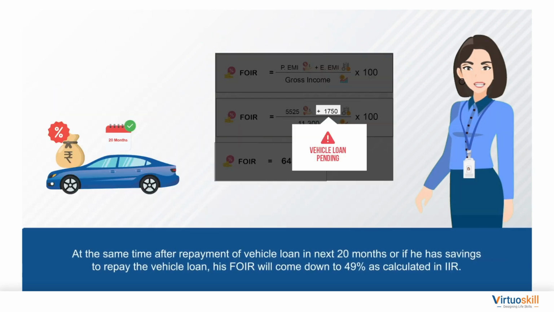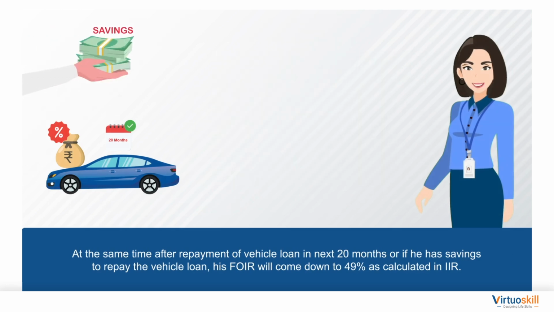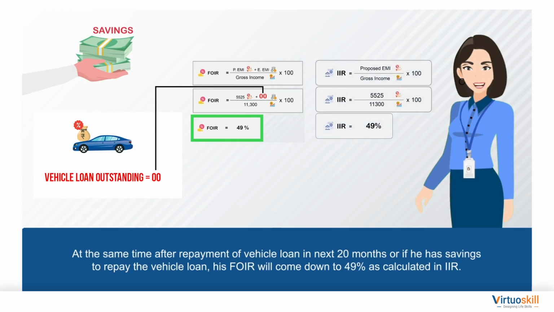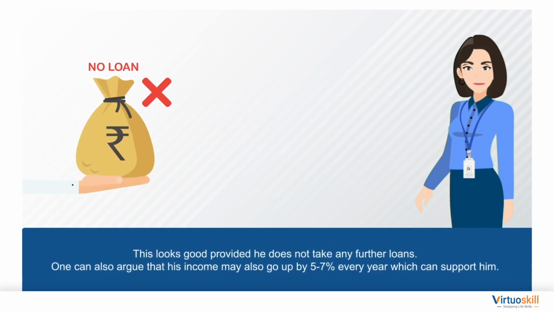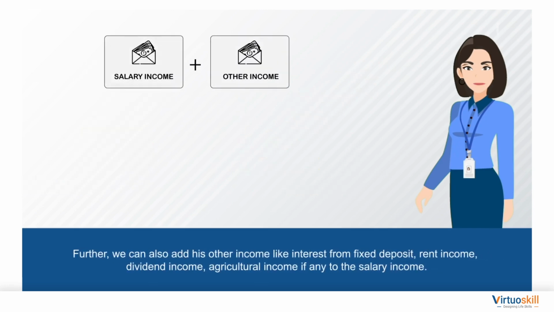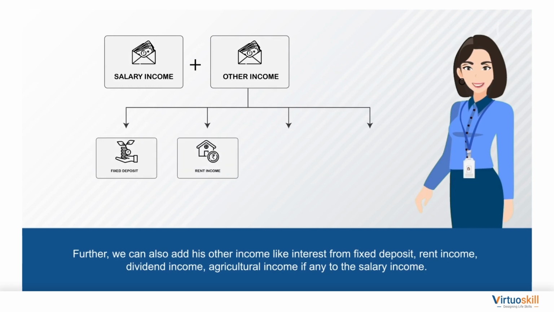At the same time, after repayment of vehicle loan in next 20 months, or if he has savings to repay the vehicle loan, his FOIR will come down to 49% as calculated in IIR. This looks good, provided he does not take any further loans. One can also argue that his income may go up by 5 to 7% every year, which can support him. Further, we can also add his other income like interest from fixed deposit, rent income, dividend income, agriculture income, if any, to the salary income.